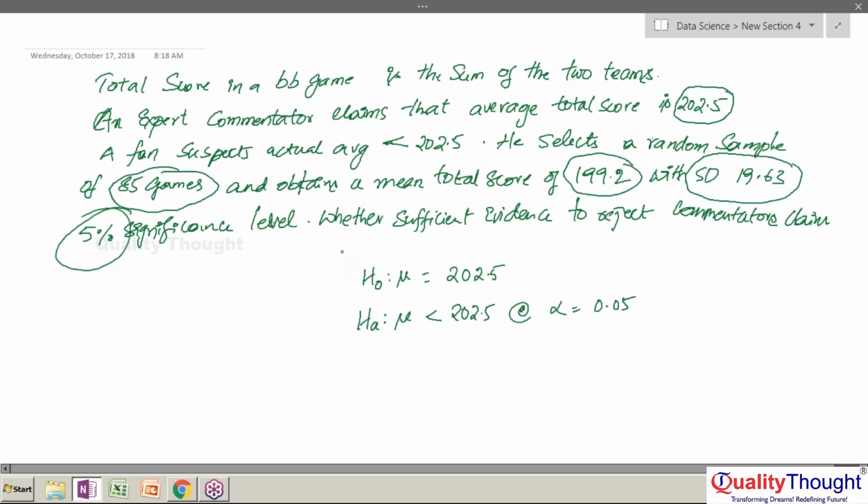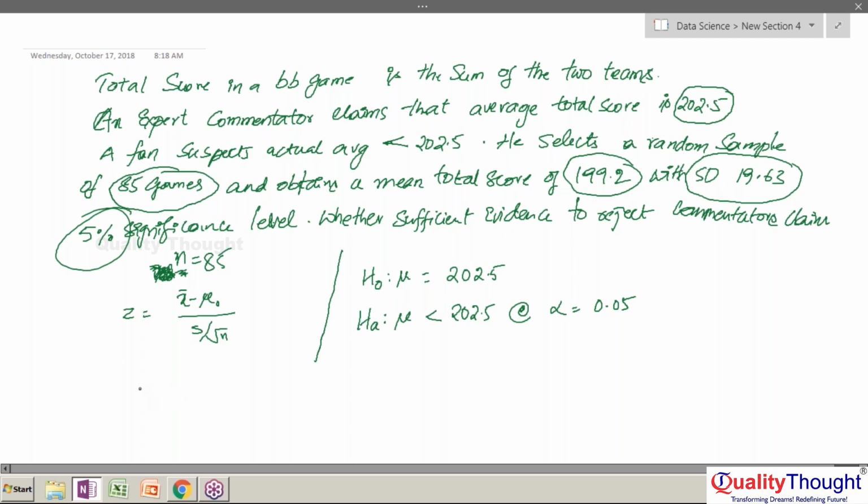And also the sample is large. If you can observe, the sample size n is equal to 85. Now you need to identify the Z statistic value. Z is equal to x bar minus mu naught divided by sigma, where sigma is equal to s divided by root n, right?